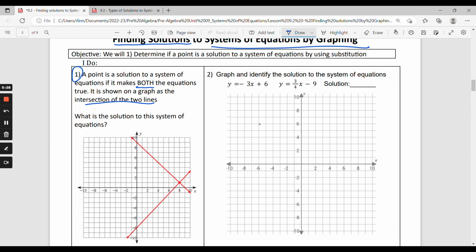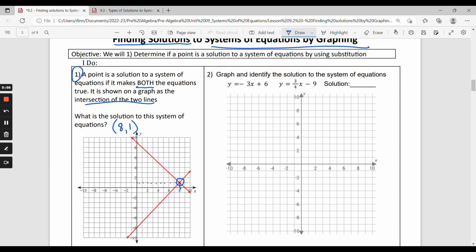So when we're looking for the solution on a graph, we're going to look for that point where those two lines cross. So when we're being asked what is the solution to this system of equations, we're going to circle that point where they cross, and then we're going to see that the x value is 8 and the y value is 1, which means the ordered pair for our solution to a system of equations is (8, 1).